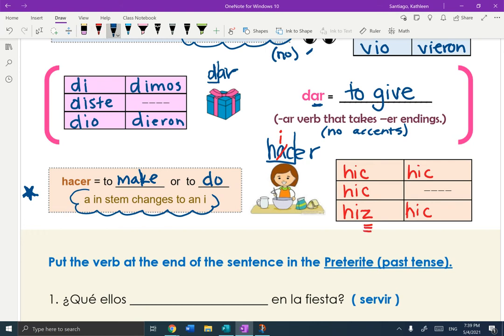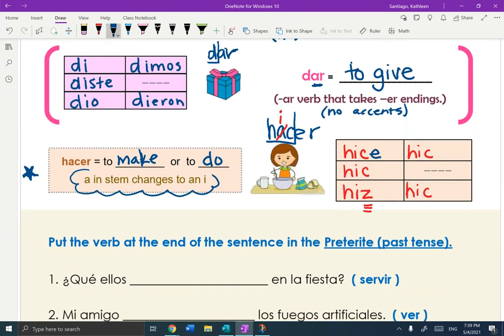Now let's put in our endings. Okay. Hice, no accent. Hiciste, hizo, hicimos, hicieron. You can see that here we actually have this is different. Okay, let me see if I can point this out. This right here is different, and this is different, and these eyes. So this one's kind of an irregular.